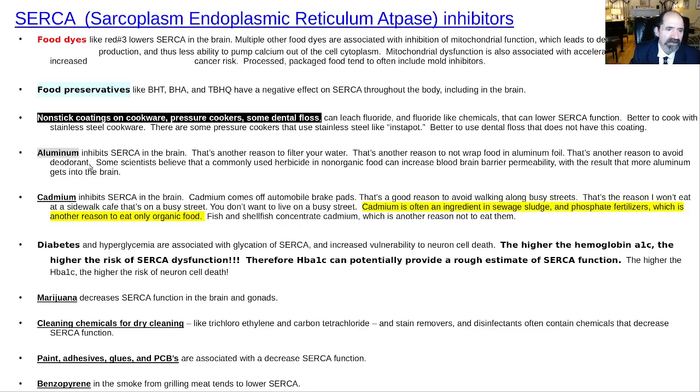Avoid aluminum. That's another reason why you got to filter your water. They'll put it in the municipal water as a clarifier. Don't eat your food off aluminum. I won't eat out of an aluminum container.